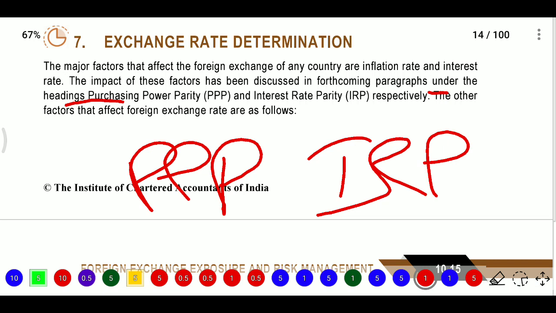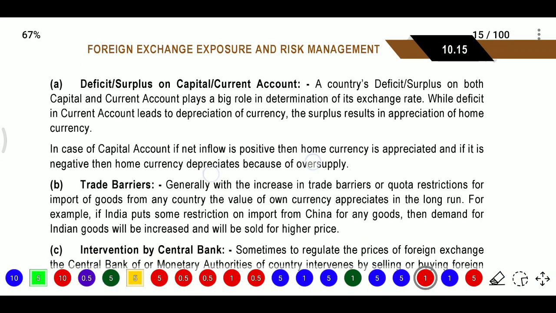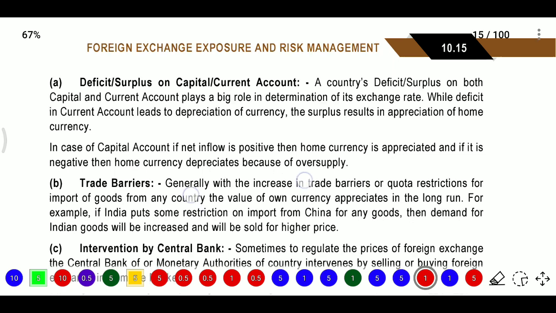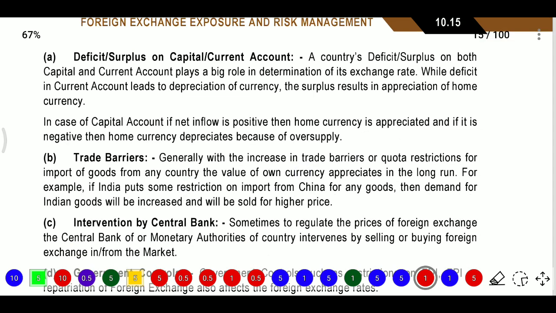So we will discuss inflation rate in purchasing power parity and interest rate in interest rate parity. Firstly, you need to know what other factors impact foreign exchange rates. Majorly, one is inflation rate and another is interest rate. Inflation rate will be discussed in the concept of purchasing power parity, and interest rate will be discussed in interest rate parity.